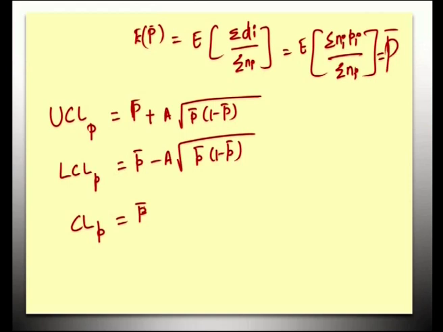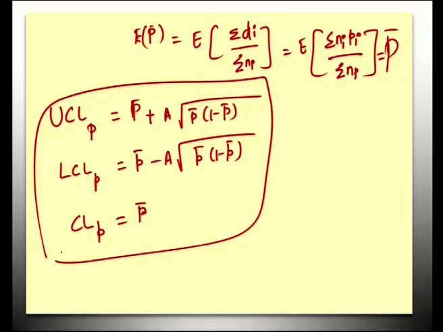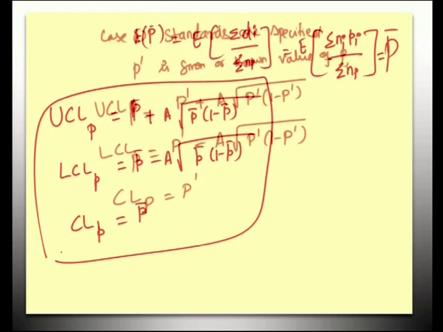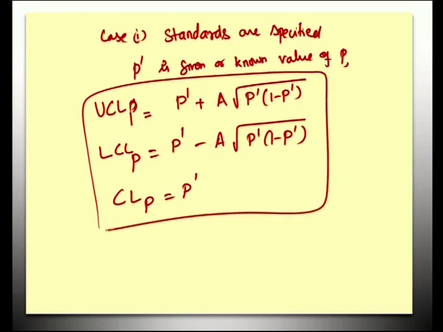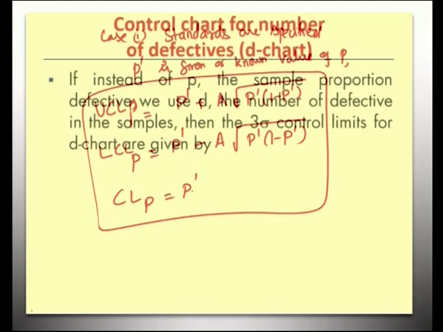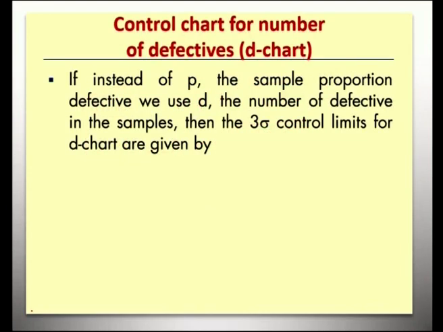So far we discussed a control chart for the fraction defective, that is called a P chart, when standard values are known and when standard values are not known. So this is the formula when standards are not known, and this is the formula when standards are known or specified. UCL of P is P dash plus A into root of P dash into 1 minus P dash, the same thing with minus for LCL, and just P dash for CL. Next is the D chart, that is the control chart for number of defectives.